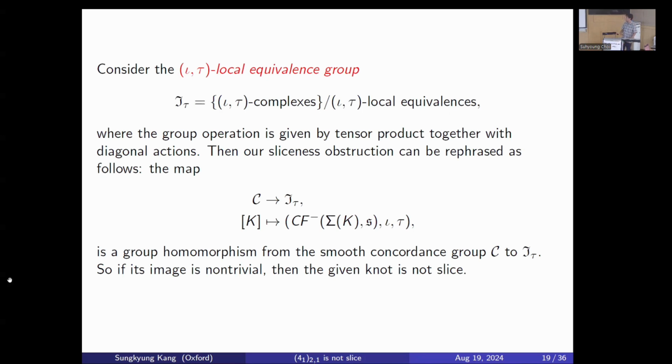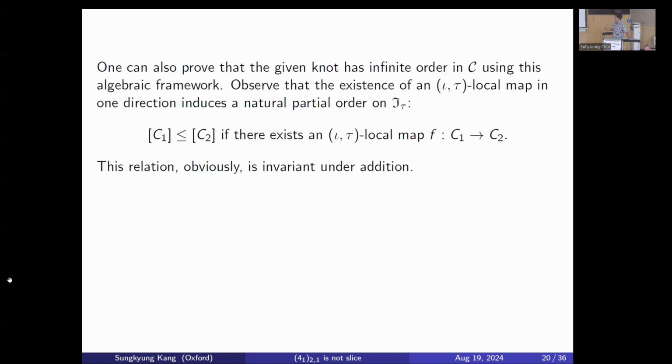The group operation is given by the tensor product, where in the tensor product, the action is given diagonally. Then what is our sliceness obstruction here is that we have a map from the knot concordance group to this group by taking the CF minus of the branched double cover at the unique spin structure together with the iota action and the deck transformation action. It's canonically a group homomorphism from the smooth concordance group. So if we can prove that this image is non-trivial, then we're proving that this given knot is not slice.